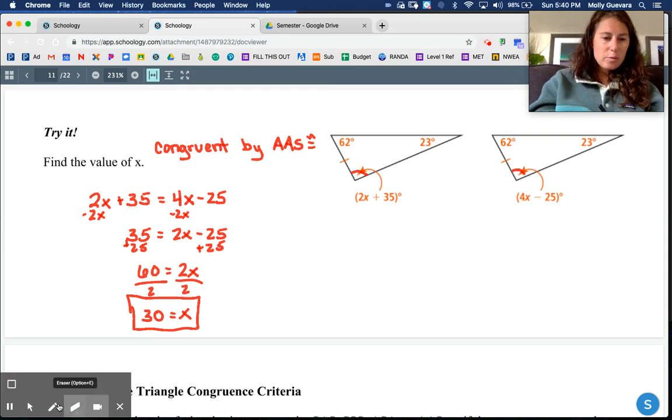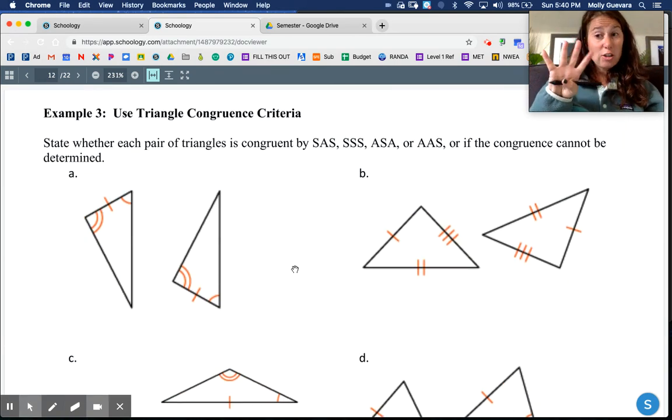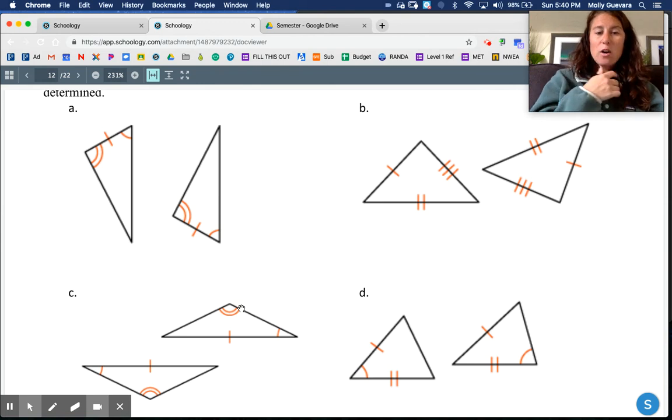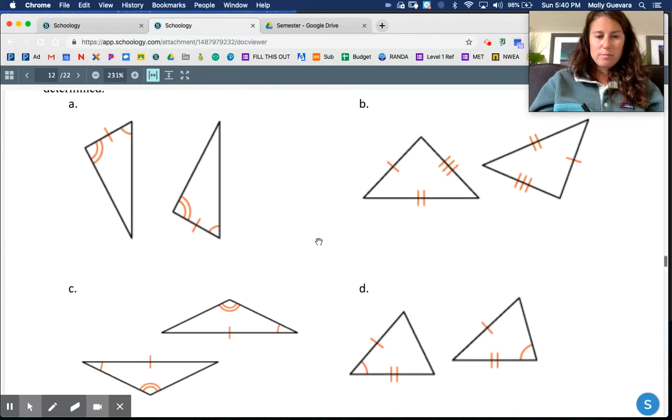Okay, next is example 3, which I actually just want you guys to try. So far we have 4 congruence conditions: side, angle, side; side, side, side; angle, side, angle; and angle, angle, side. I want you to go through these 4 and see if you can figure out: are these triangles congruent? If they are, by what condition? Or if they're not, you can write cannot be determined. Yeah, we write cannot be determined. So again, hit pause, try it, and when you're ready to go over it, hit play.